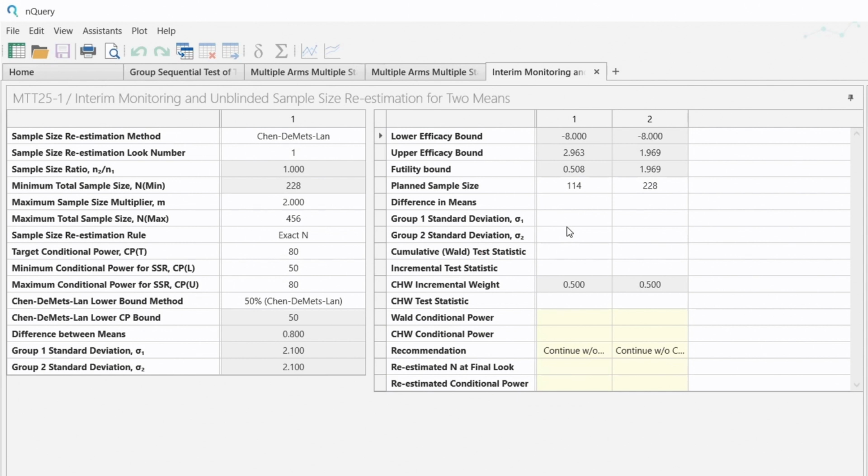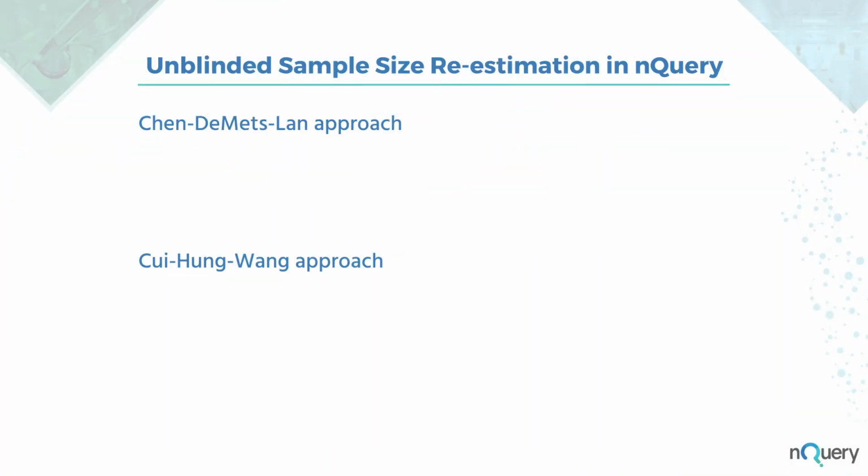We can thus see that that third option is really just an extension of the group sequential design framework. In nQuery, there are two different approaches for sample size re-estimation, which are collectively often called promising zone designs. In this case, they are known as the Chen, DeMets and Levin and Cui, Hung and Wang approach. In this tutorial, we will mostly focus on the Chen, DeMets and Levin approach.